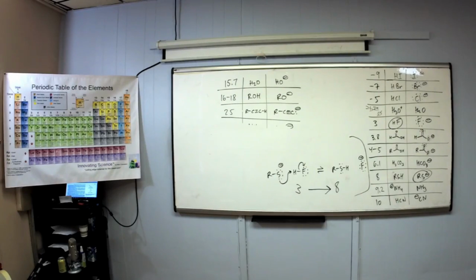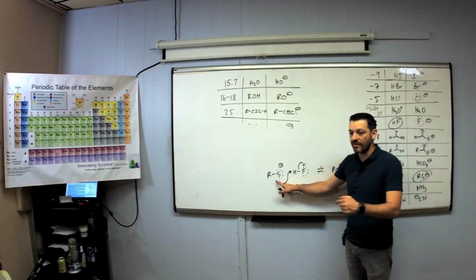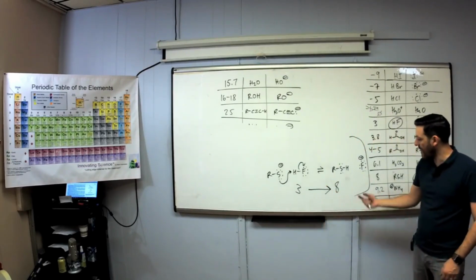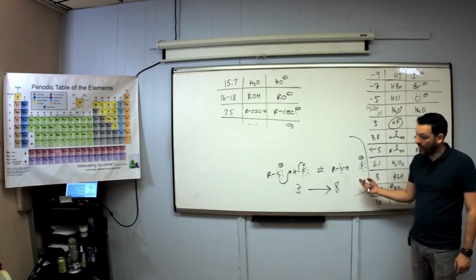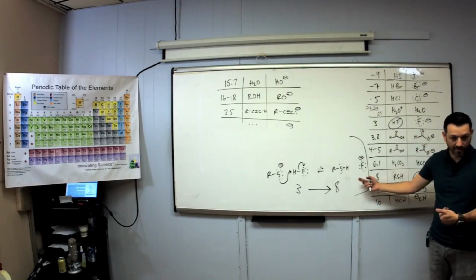When you draw an arrow from the smaller to the bigger number, that's the direction of the equilibrium. What that means is, if I had RS minus and HF and I put them into a container, they would react and become RSH and F minus. But if I put RSH and F minus into a container, they're already there. They're not going anywhere. This is the direction they become.